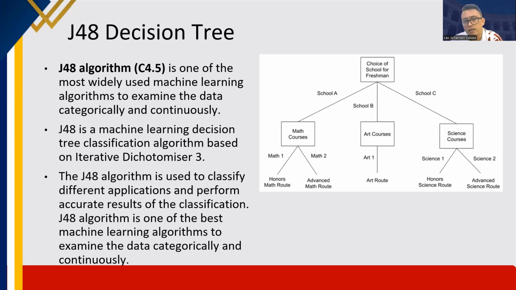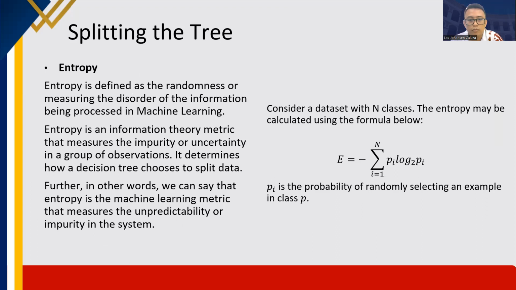And J48 algorithm is one of the best machine learning algorithms to examine the data categorically and continuously, as I was saying a while ago. As you can see here in this diagram, or in this particular tree, it's an example of what we can do with a J48 algorithm.